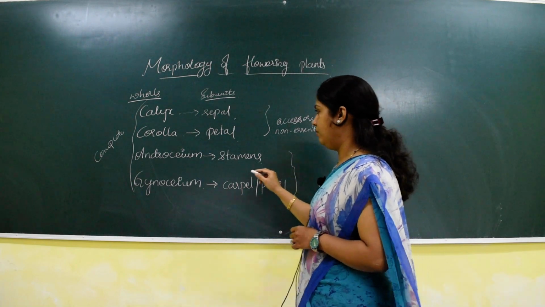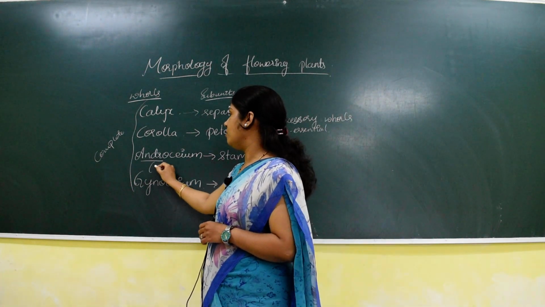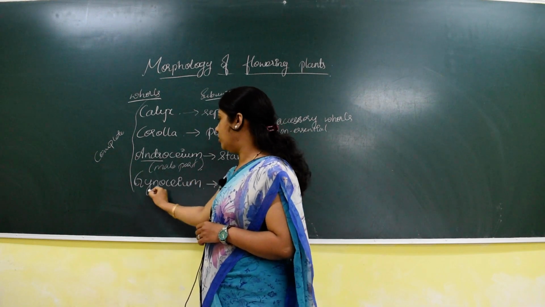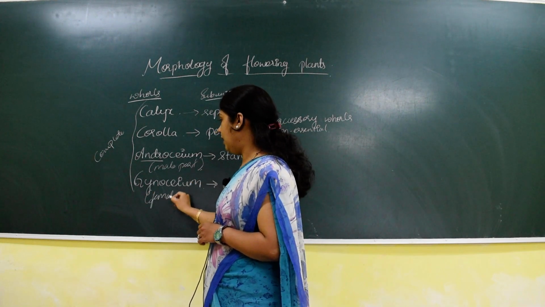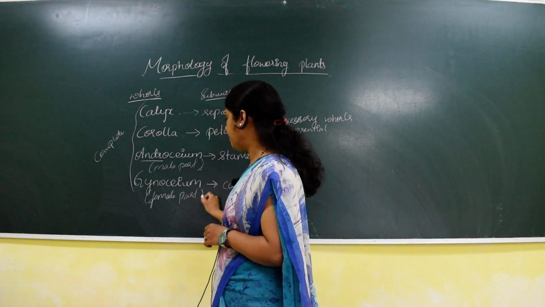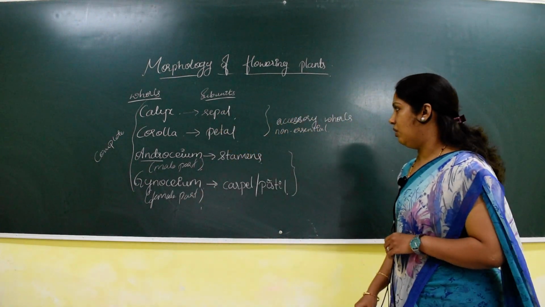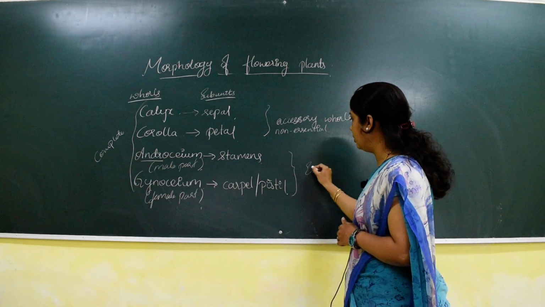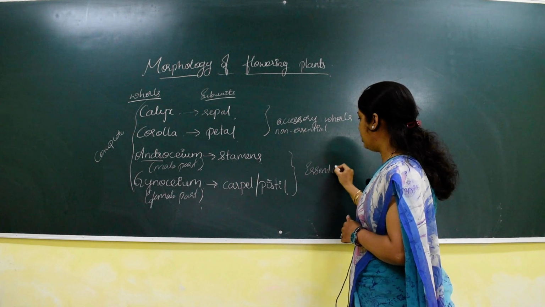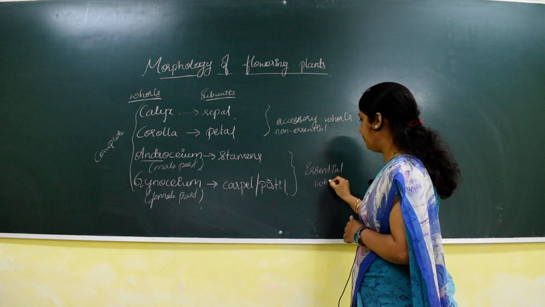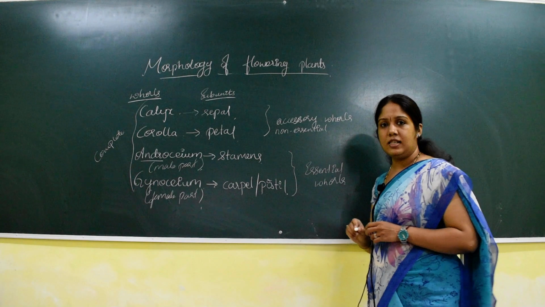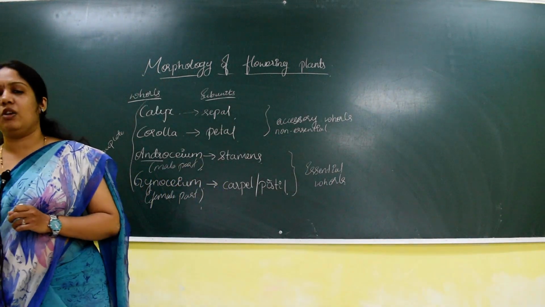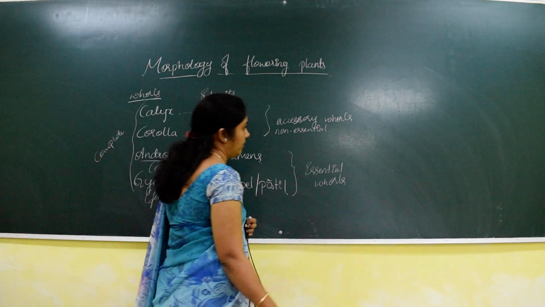The word andro itself refers to male, hence the androecium is the male part of a flower, whereas the gynoecium is the female part of a flower. Now this androecium and gynoecium, as they are involved in the process of fertilization, are called essential whorls. Why are they called essential whorls? Because they are directly involved in the process of fertilization.